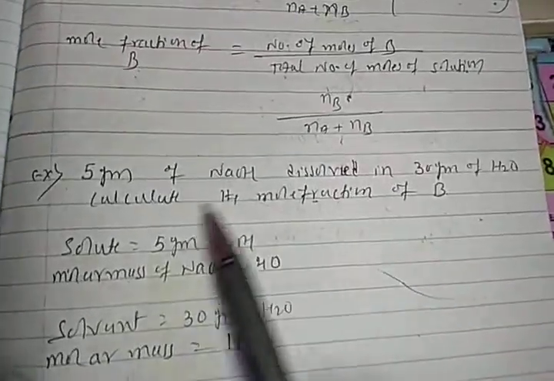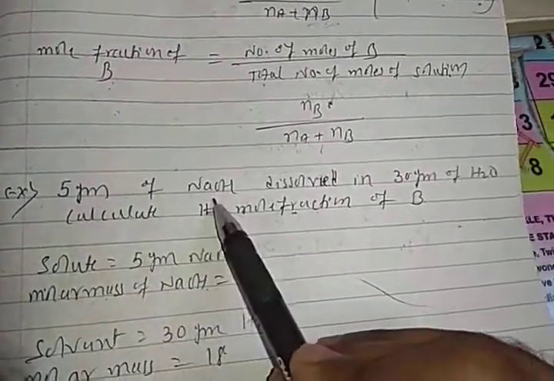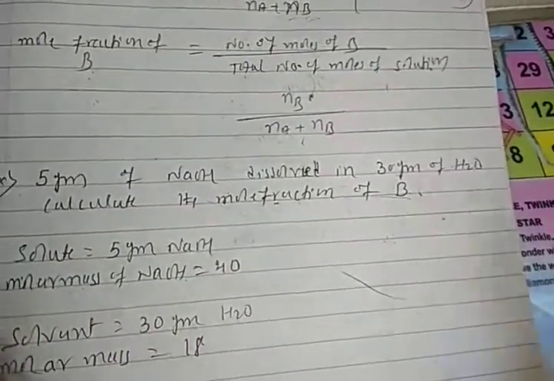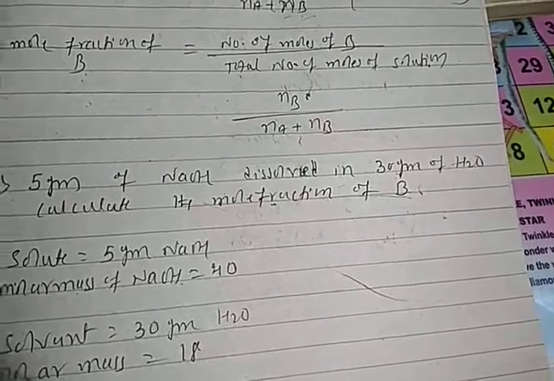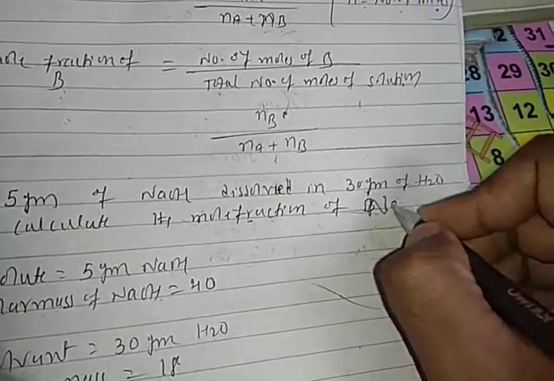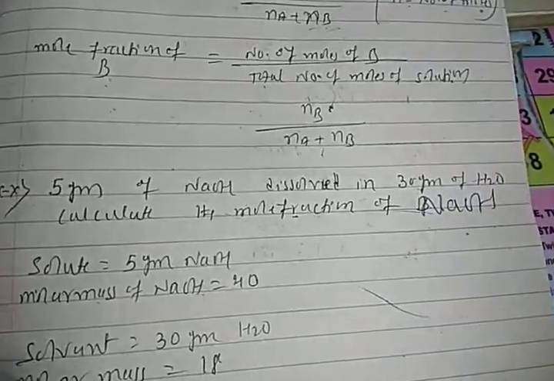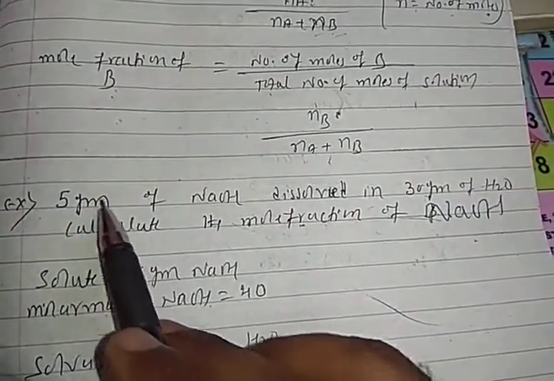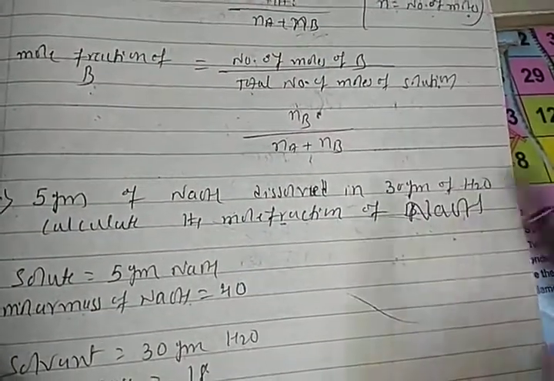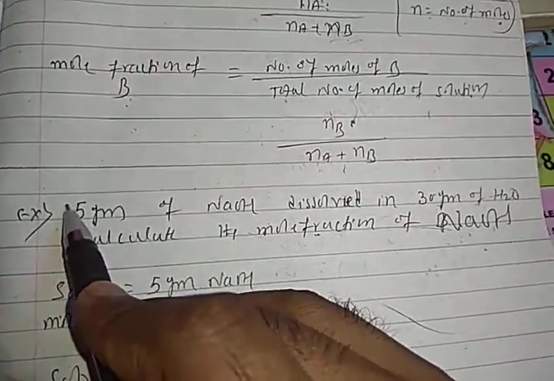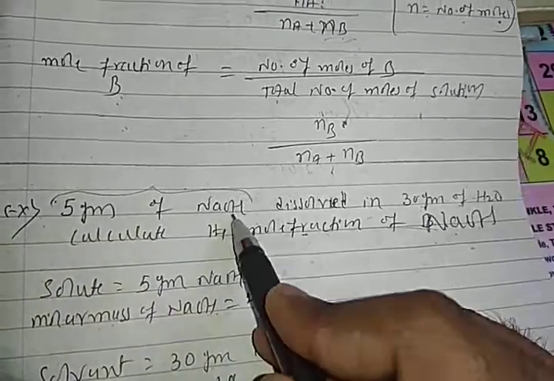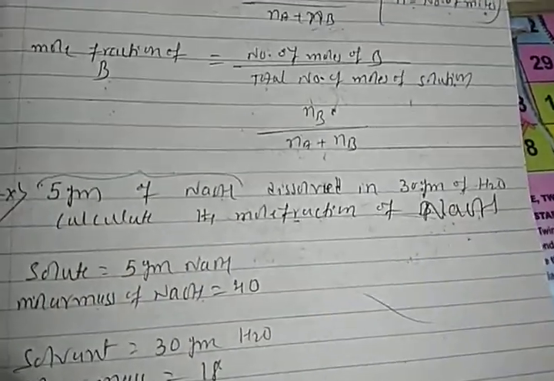Let's see one example. 5 gram of NaOH is dissolved in 30 gram of water. Calculate the mole fraction of NaOH, not of B. Use NaOH. The solution is a NaOH solution. In this NaOH solution, what is the mole fraction? How many moles of NaOH exist in the solution?